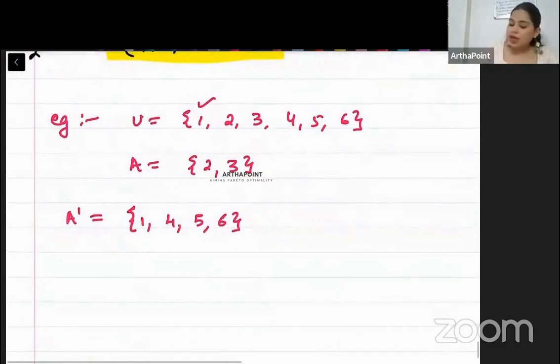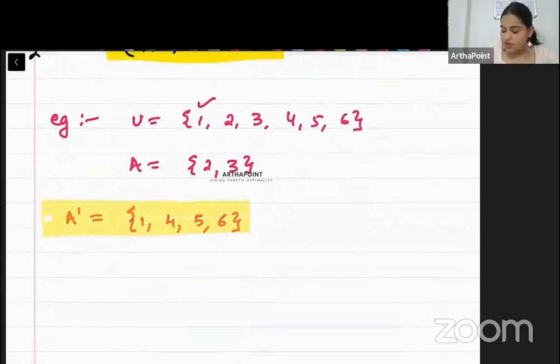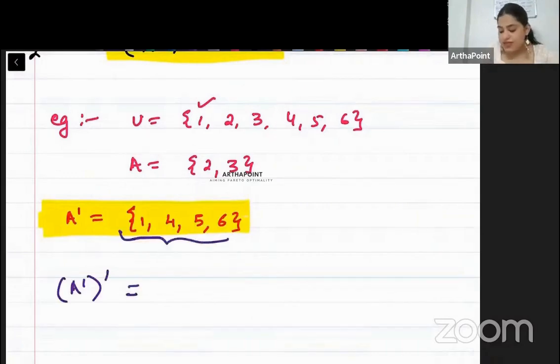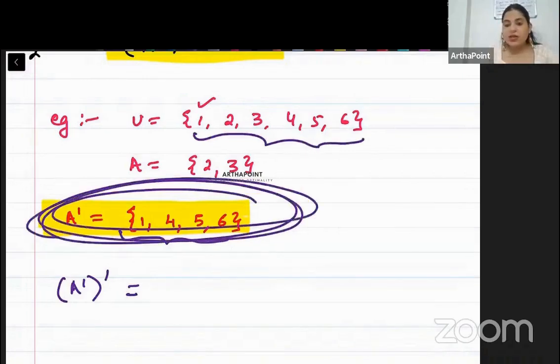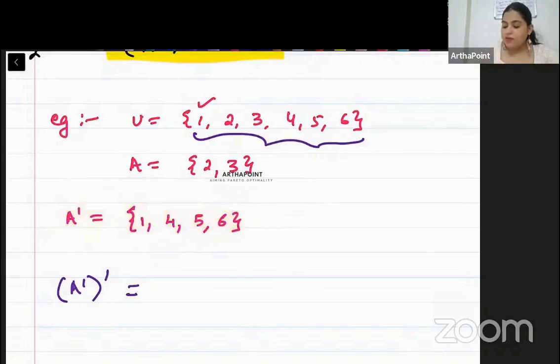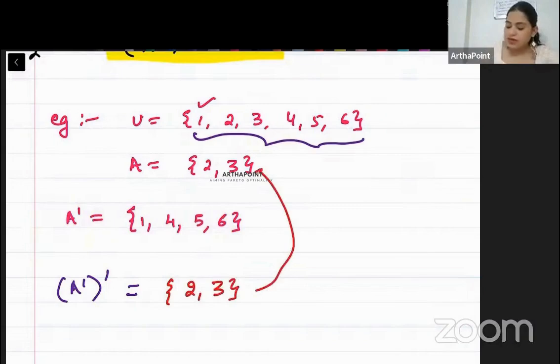Now I want to go ahead and find the complement of this again. So when I find the complement of this again, that means I will remove these elements from the union. इसका complement निकालना है इस set का. तो ये set union से subtract होगा. So when I subtract 1, 4, 5, and 6, I will be left with 2 and 3, which is nothing but A. So A complement's complement will be A itself. I hope this is clear to you. Next property.